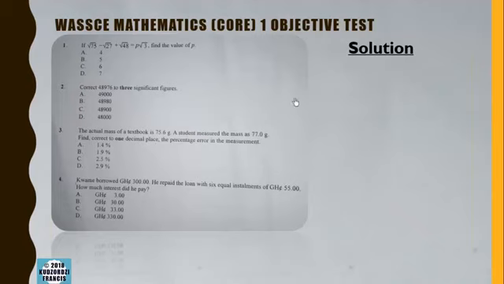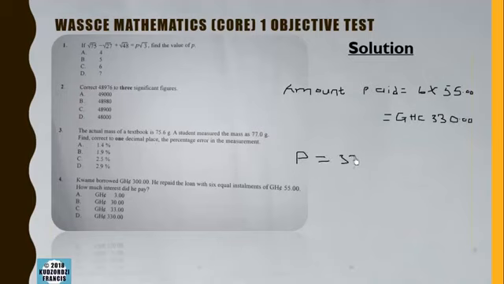Then we have this. So we need to find the amount that he paid. So the amount paid is the number of times he paid times the amount he paid each time, which is 6 times 55.0. So this gives us 330 Ghana cedis. So we need to deduct it from the cost to get a profit. So 330 minus 300, this gives us 30 Ghana cedis as the profit that he made.